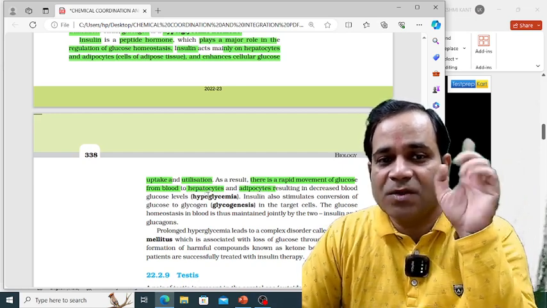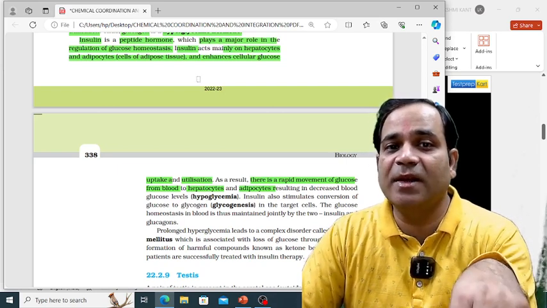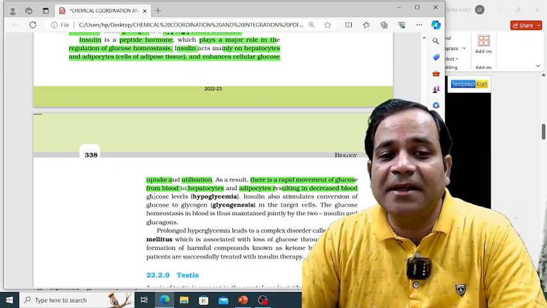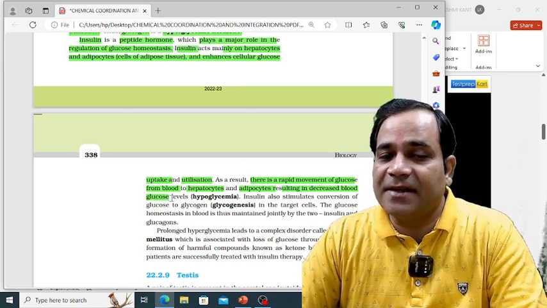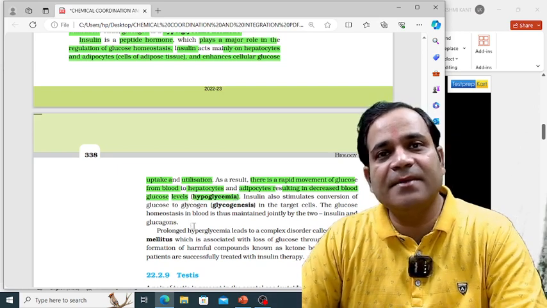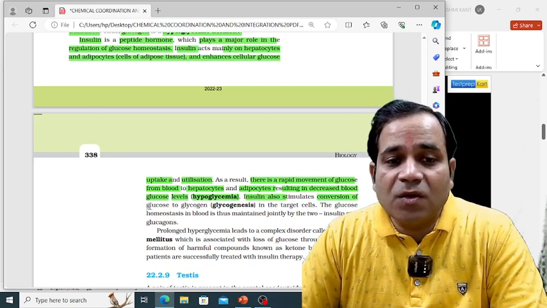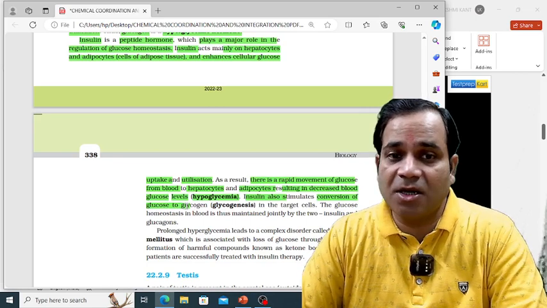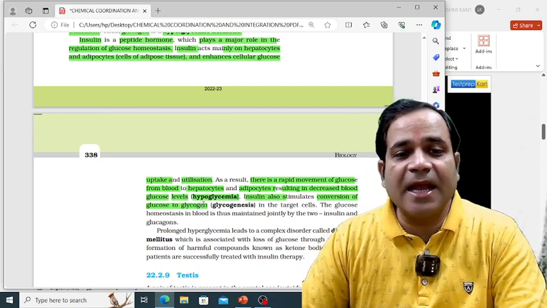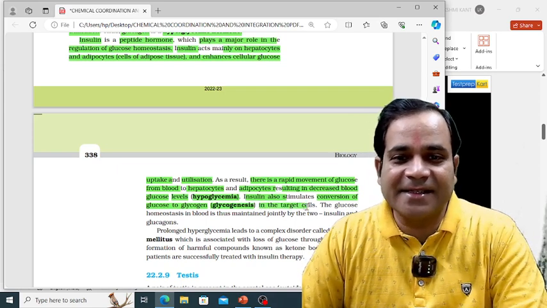Getting my point? So uptake and utilization, which hormone makes them increase? The insulin hormone, resulting in a decrease in blood glucose level. And if the blood glucose level decreases, it is known as what? Hypoglycemia. So insulin also stimulates the conversion of glucose to glycogen. What a fantastic hormone. See here, insulin stimulates conversion of glucose to glycogen, known as glycogenesis, in the target cells, my dear.